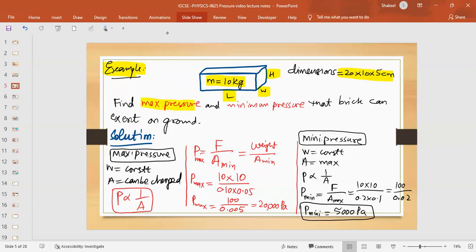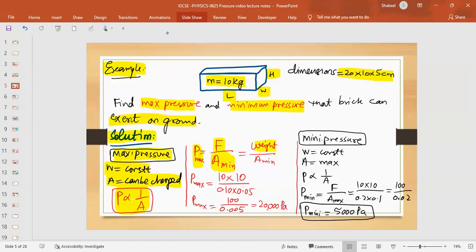What you have to do is you have to find maximum pressure and minimum pressure that brick can exert on ground. Well, for maximum pressure, we have to see that the weight will be constant. So if you want to find maximum pressure, the area can be changed over here. So we know that pressure is inversely proportional to area. So for maximum pressure, you have to use minimum area.